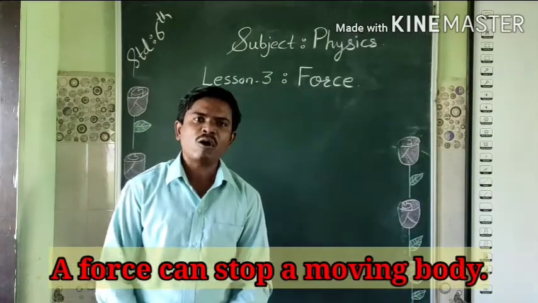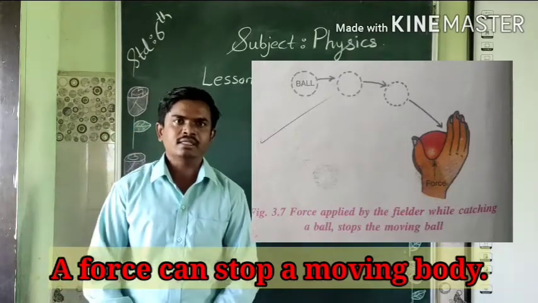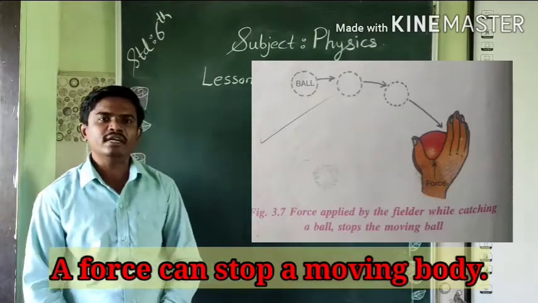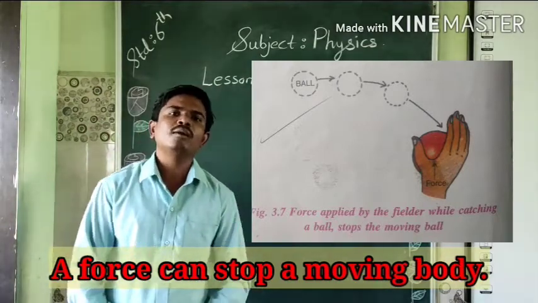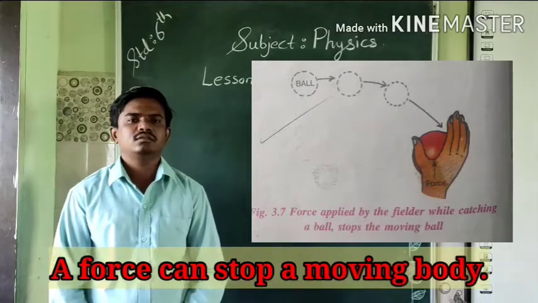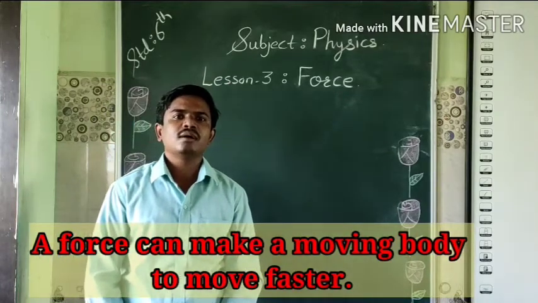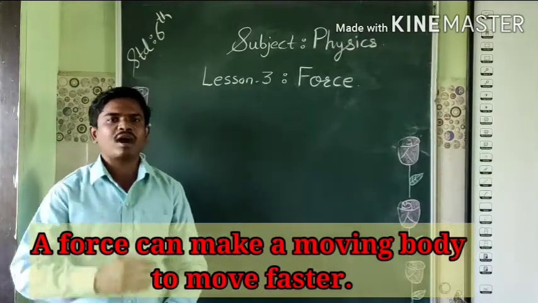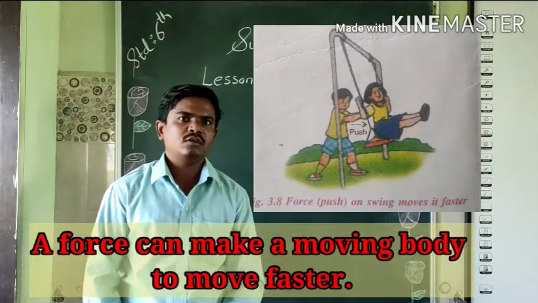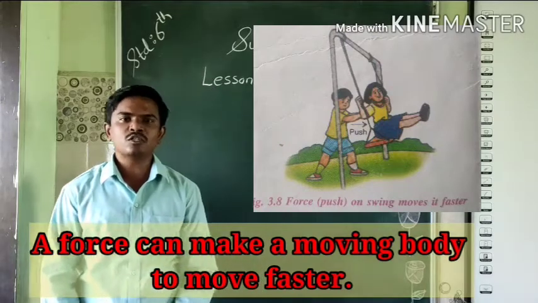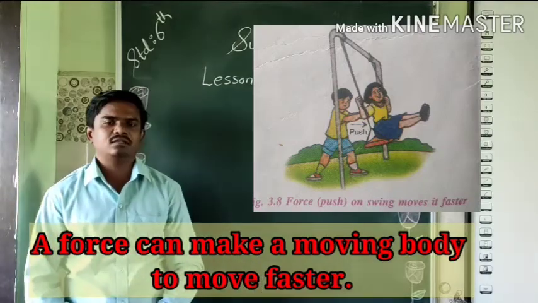Second effect: force can stop a moving body. While playing cricket, the fielder catches a ball. We can stop a moving ball by catching it. Third effect of force: a force makes a moving body move faster. For example, when we push a moving swing from the backside, it moves faster.